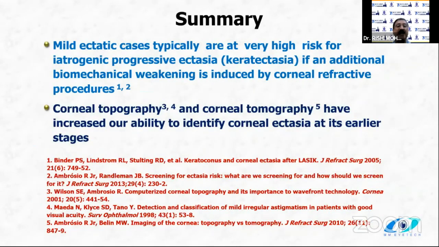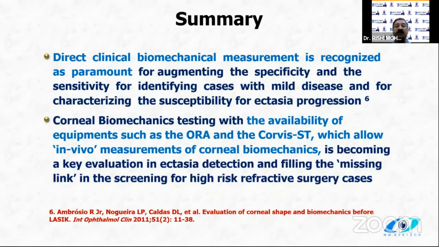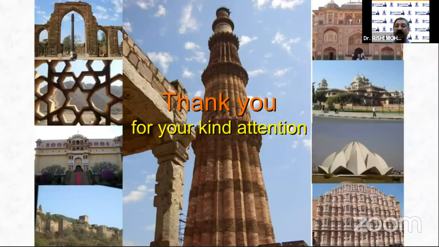Just to summarize, mild ectatic cases typically are at very high risk for iatrogenic keratoectasia if an additional biomechanical weakening is induced. Corneal topography and tomography have increased our ability to identify these ectasias at earlier stages. Direct clinical biomechanical measurement is recognized as paramount for augmenting the specificity and sensitivity for identifying cases with this kind of susceptibility. And corneal biomechanics, with the availability of these new machines, is becoming a key evaluation in ectasia detection and filling the missing link in the screening for high-risk refractive cases. Thank you very much for your attention.